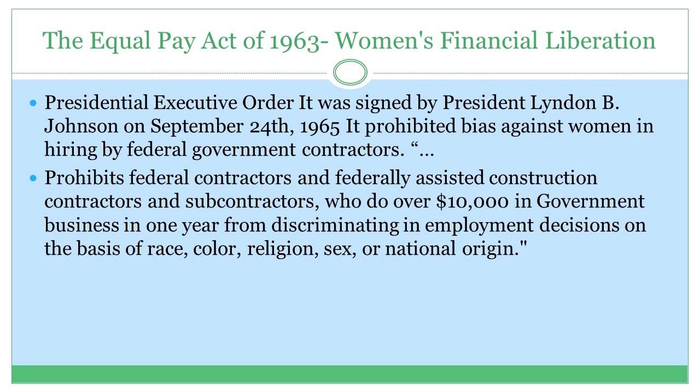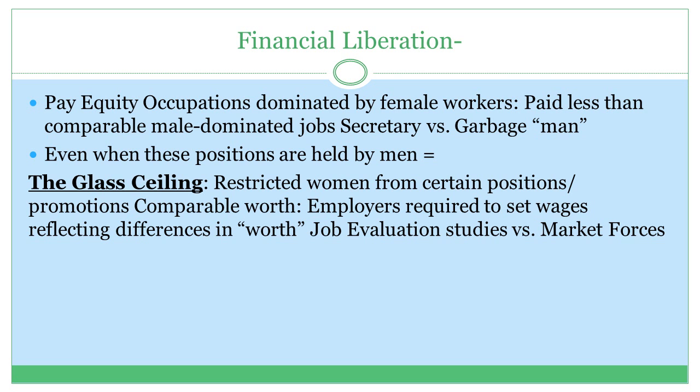This is talking about what happens if there is bias by the federal government and contractors. Basically, the more that you assist the government and the higher the dollar amount, $10,000 in government business, you're at a higher chance of being prosecuted if you're found to be discriminating based off of sex.